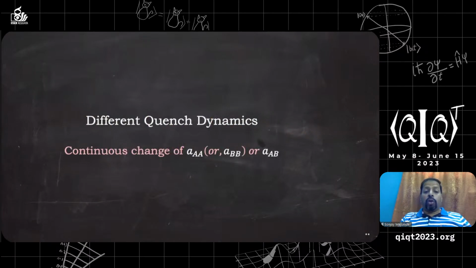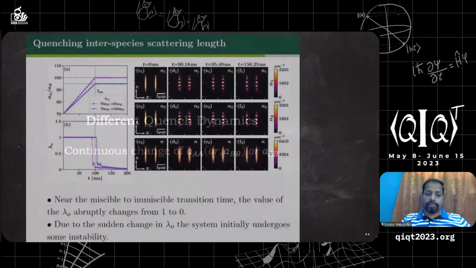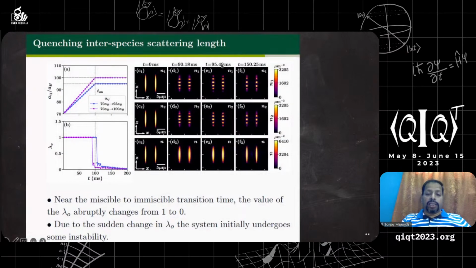Another way of controlling, not only using the lambda value, is that you can quench the atom-atom interactions and see different phenomena. We can continuously change this atom-atom interaction. Here we have the freedom to change the intraspecies interaction, the same component atom-atom interaction, or the interspecies interactions. Since I don't have much time, I just demonstrate and browse it. If there is a question, I can answer later.